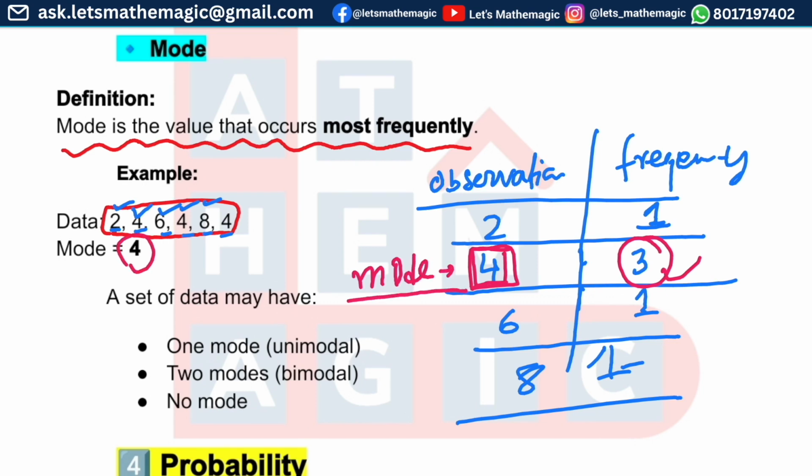It is the simplest among the other two, because other two involve some formulas. But in mode, you don't need to see any formula. You just observe the data. You just see which observation repeats highest number of times. That will be your answer.